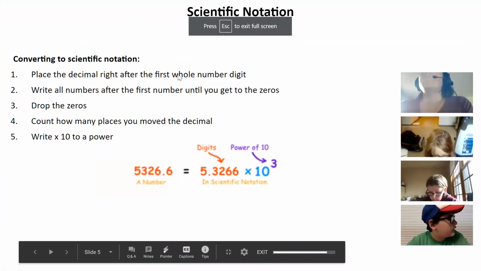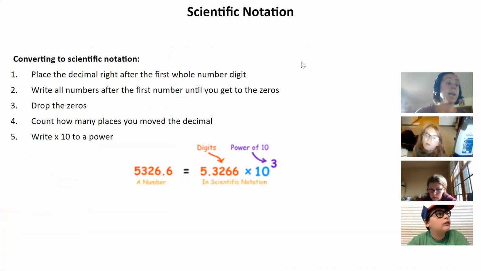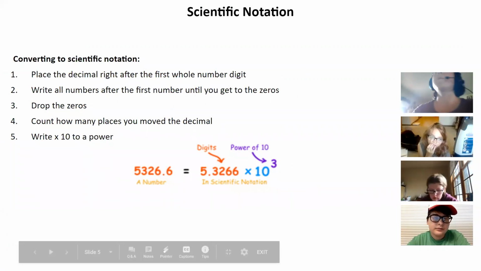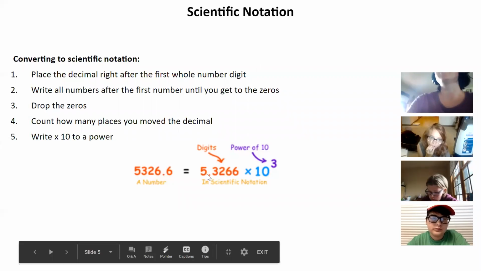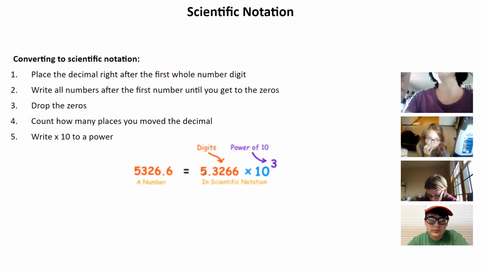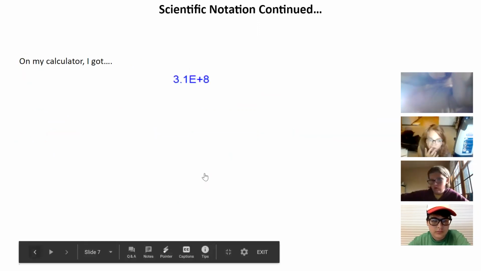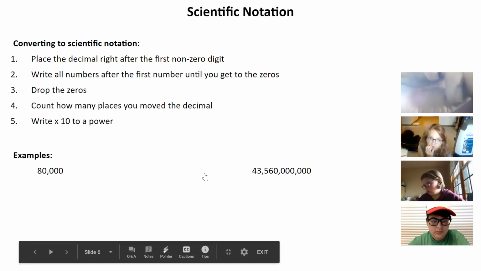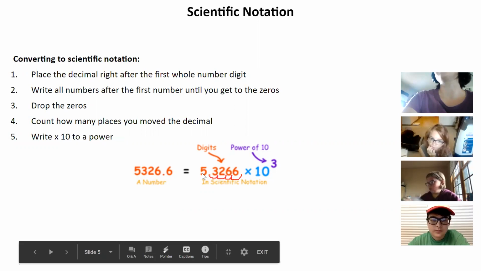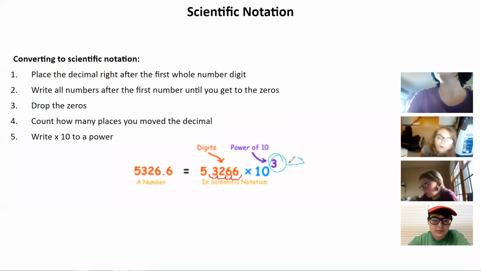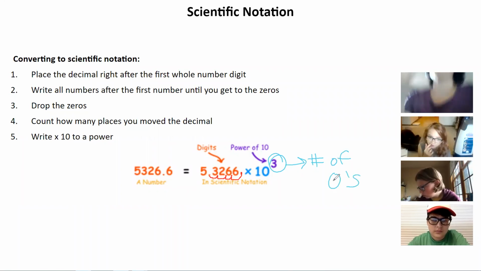So the first thing with scientific notation that we have to do is, our goal when we're putting a number in scientific notation is to have a single digit whole number in front of the decimal, all the other numbers after the decimal, and then times 10 to the whatever number. This exponent, go back. The exponent refers to how many zeros you have, okay? So number of zeros.